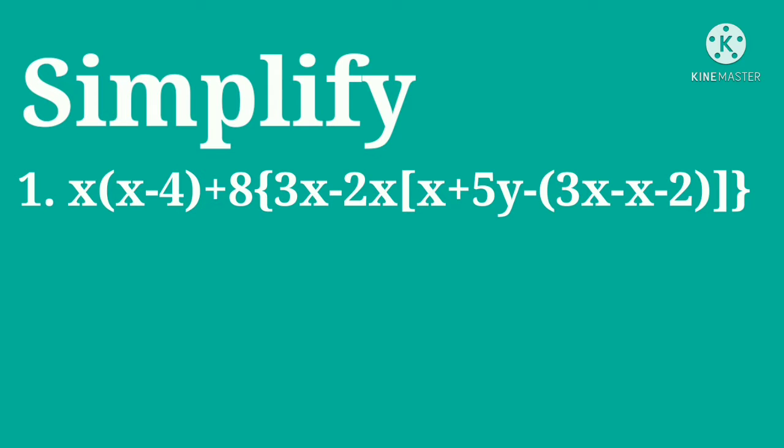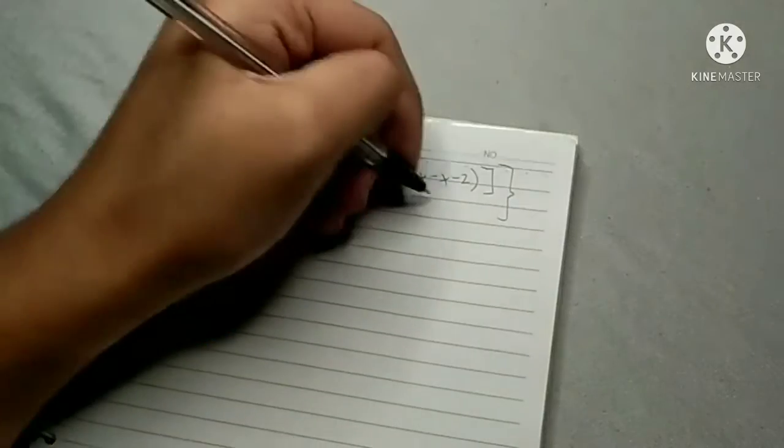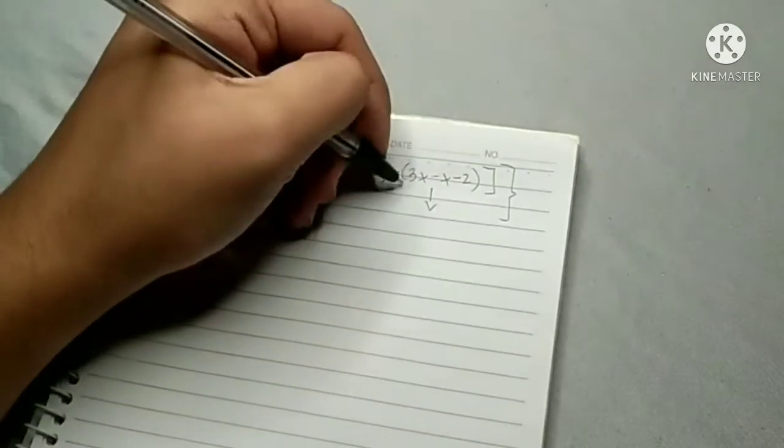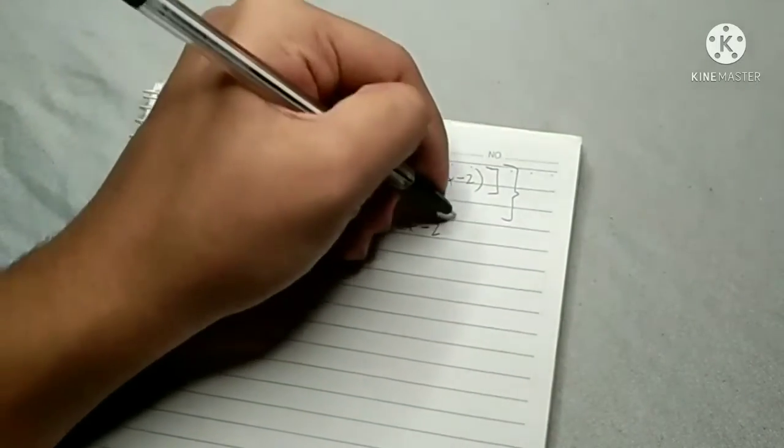So we are asked to simplify this equation: x(x - 4) + 8(3x - 2x(x + 5y) - (3x - x - 2)). To solve this equation, first we need to solve inside this parenthesis. So 3x minus x minus 2 is equal to 2x minus 2.